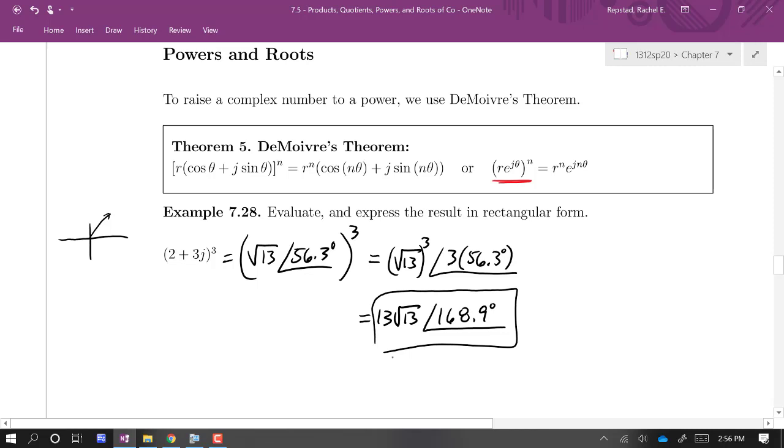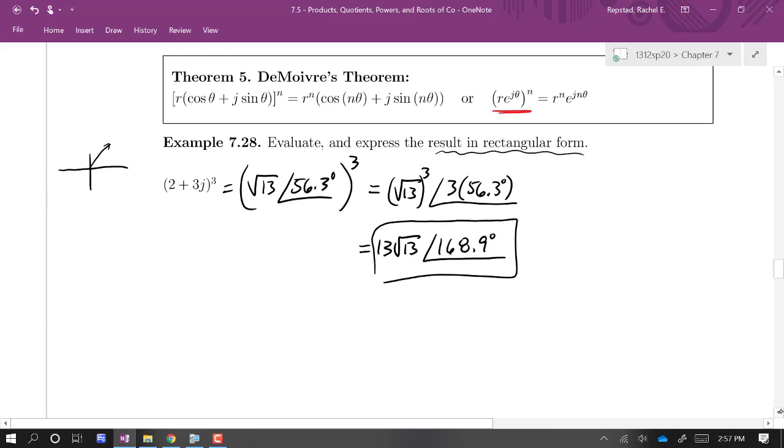Now they did say we're not quite done. They said express the result in rectangular form. So I'm going to find 13 root 13 cosine 168.9 degrees plus 13 root 13 sine 168.9 degrees times j.